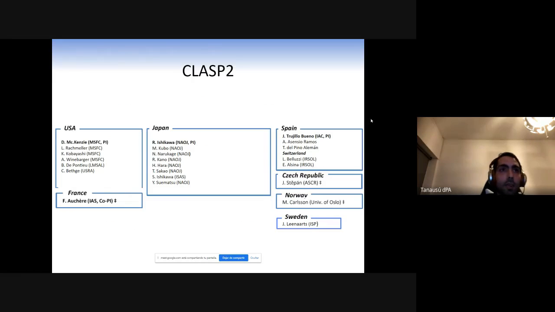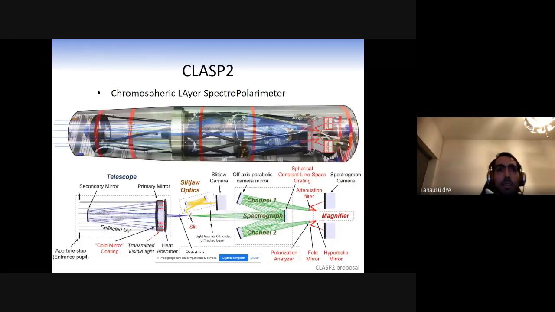This was an international collaboration of several countries: the USA, France, Japan, Spain, Czech Republic, Norway, and Sweden. And this is a picture of the instrument. Here in the panel below, we can see the optical path, where the red names indicate what changed in the reflight. That is what wasn't there in CLASP1 or had to be changed because of the shift in the wavelength.